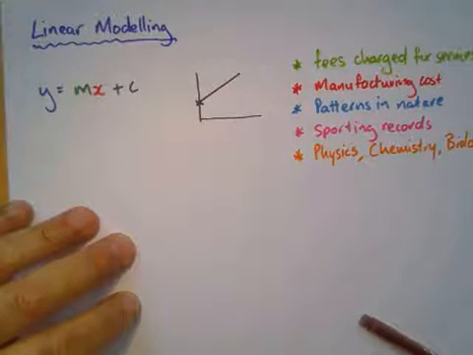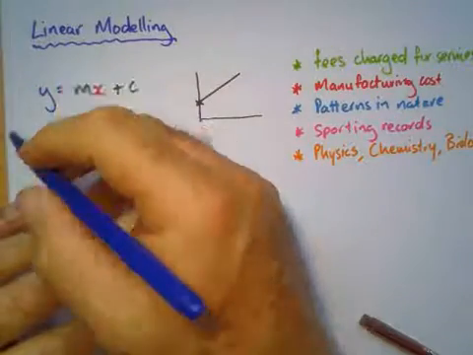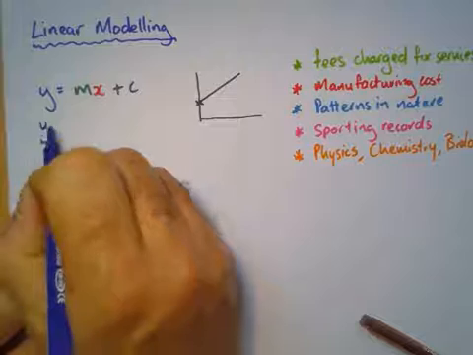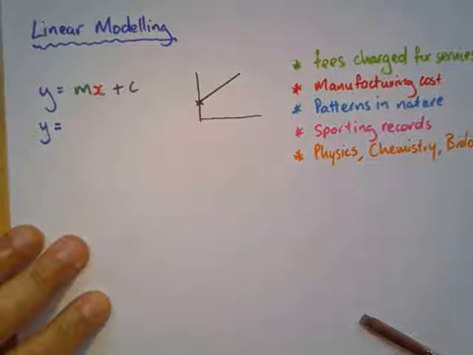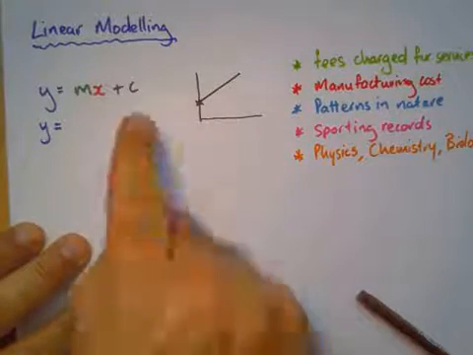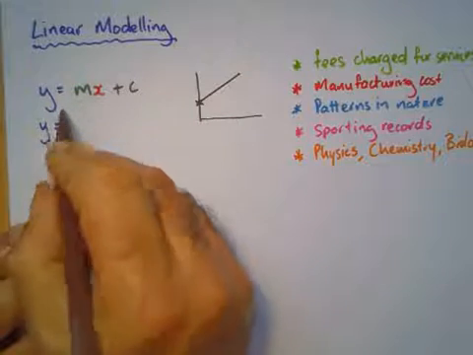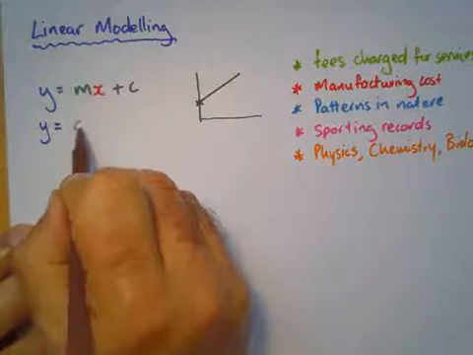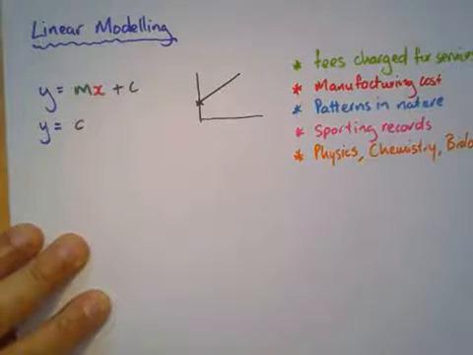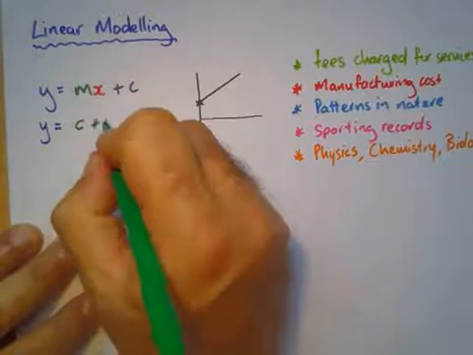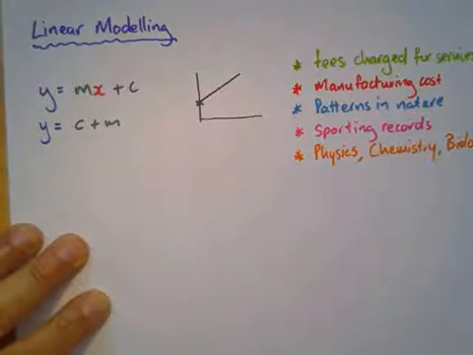Because that's a fixed cost, we're going to change this thing a little, and we're going to say, let's say this is y equals, and I'm going to start with c. So all I'm going to do is put c first. So I'm going to say y equals c plus mx.